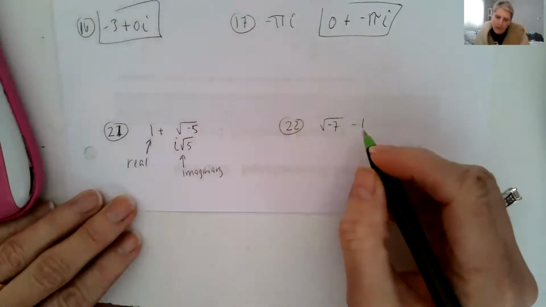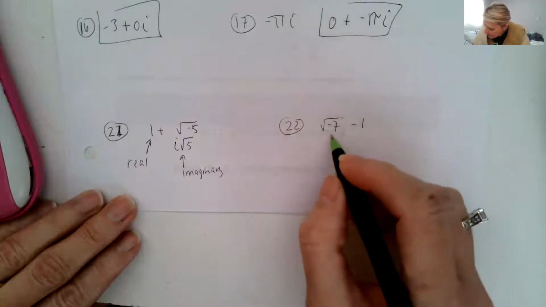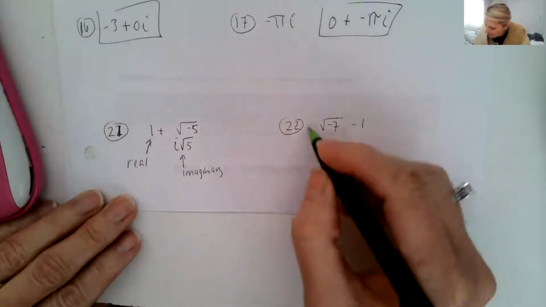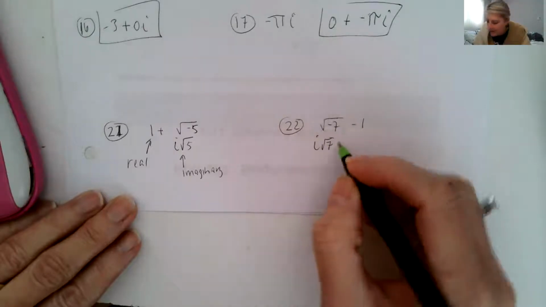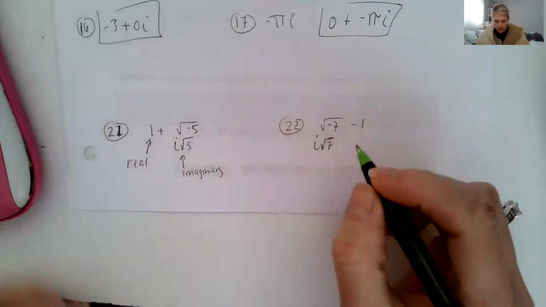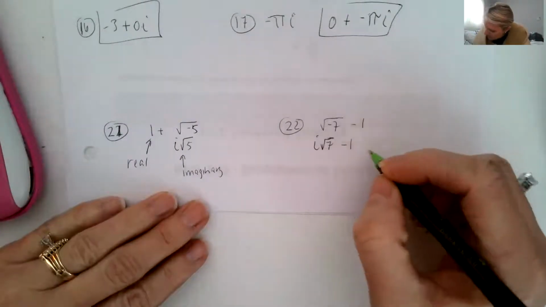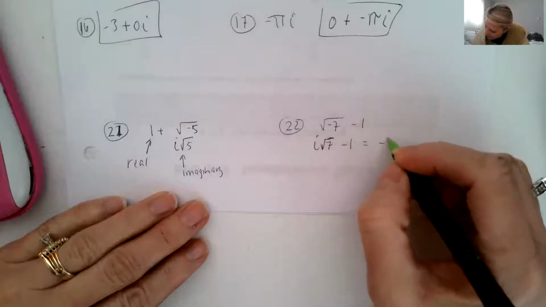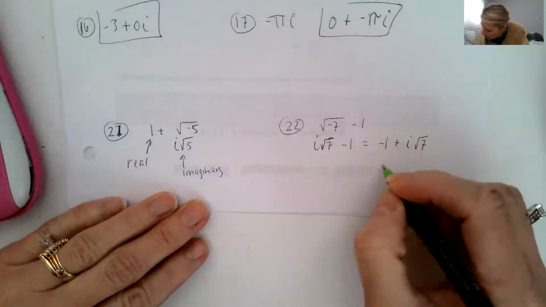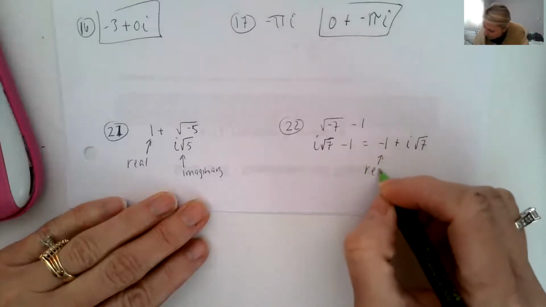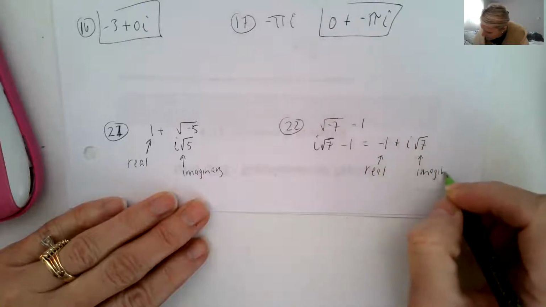And then 22, again, the negative piece comes out as an i, so it's i times the square root of 7, because the square root of 7 is irrational. It's not an integer when you take the square root, and a -1. It actually would have been written -1 plus i times the square root of 7. We always write the real part first, and then the imaginary part second.